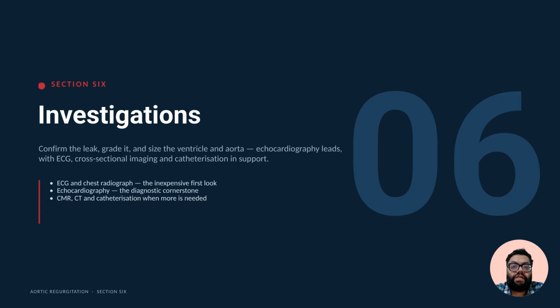Then we arrive at the star of the show, echocardiography, the diagnostic cornerstone, which in a single sitting tells us whether it is regurgitation, how severe, why it is leaking, how the ventricle is coping, and how wide the aorta is. Finally, we cover the advanced tools, transesophageal echo, cardiac MRI, CT, and catheterization, each reserved for a specific question the standard scan cannot answer. The recurring theme is proportion. Use the right test for the right question and let the echocardiogram do the heavy lifting.